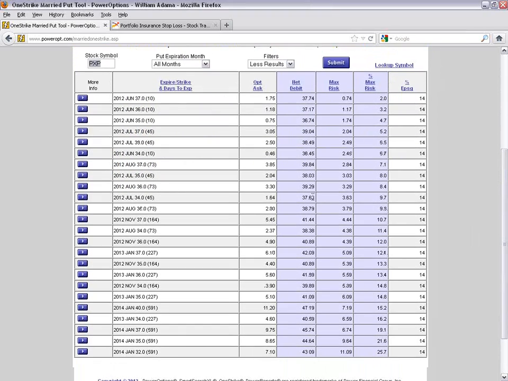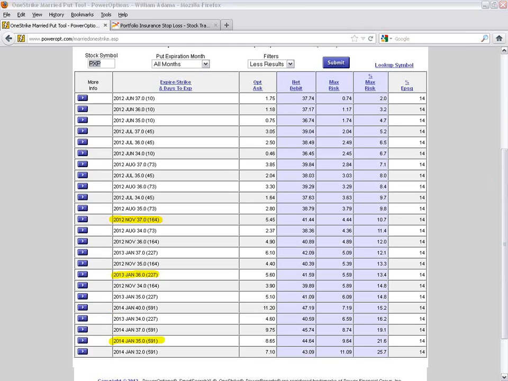I want to make sure I'm going at least 150 days out in time. And we see that the months that we have available, days in parentheses, here I have the November series, 164 days out in time, and the January 2013 series and January 2014 with 227 days and 591 days out in time. So that's where I'm going to start.